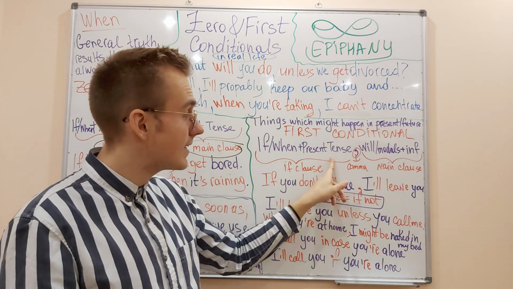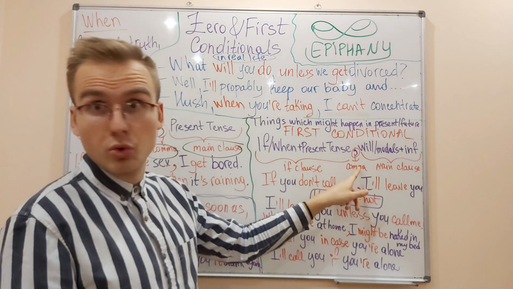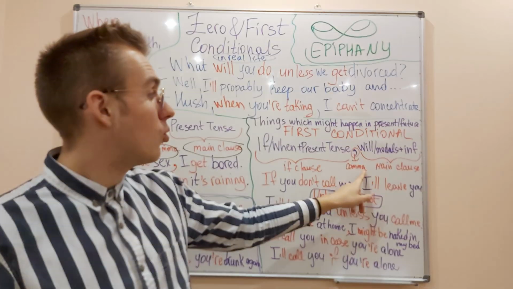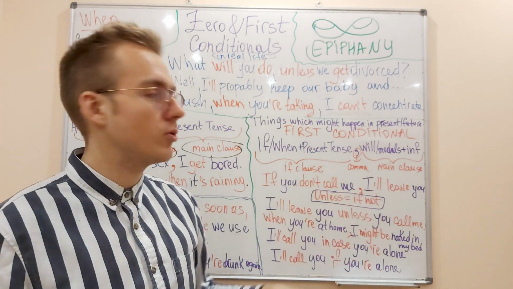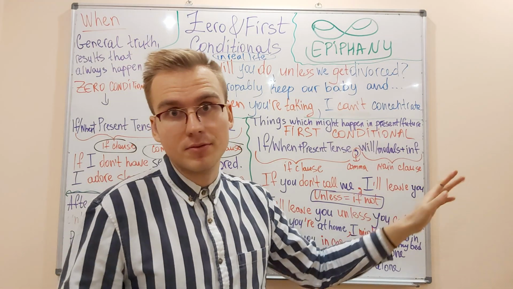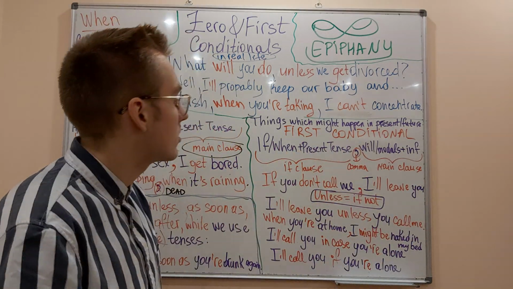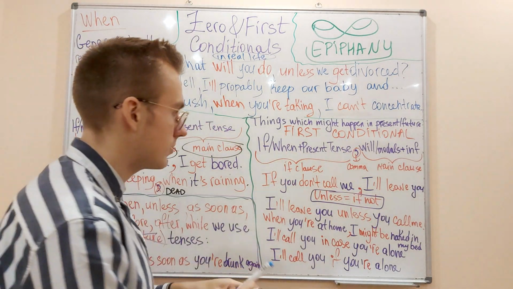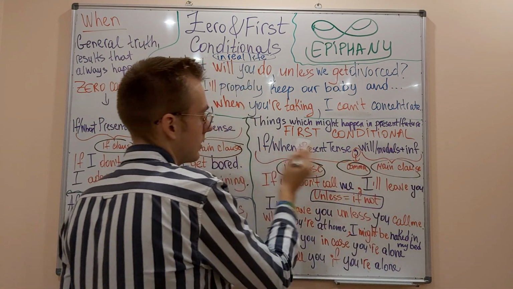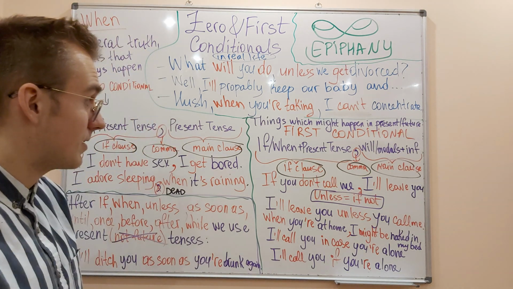Then we use present tense, whatever present, and a comma, almost the same. But then we use will, or modal verbs like can, might, could, and the infinitive without to. So again: if clause, comma, main clause. That's it.